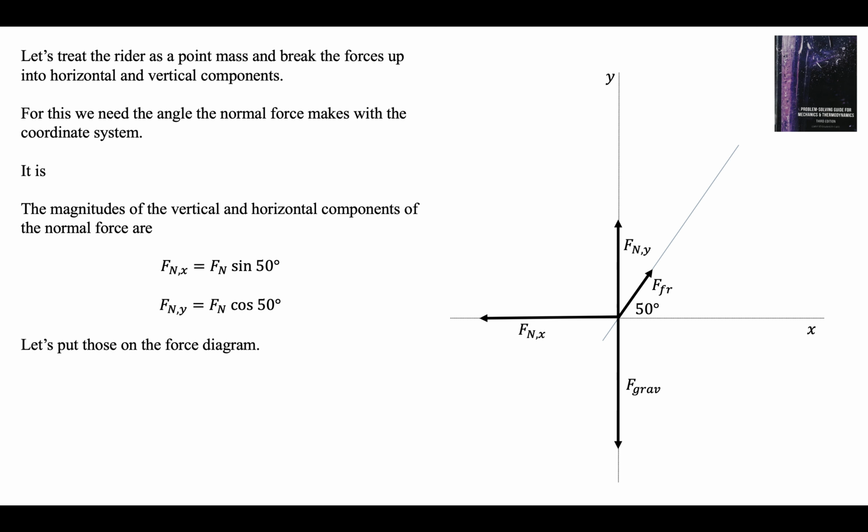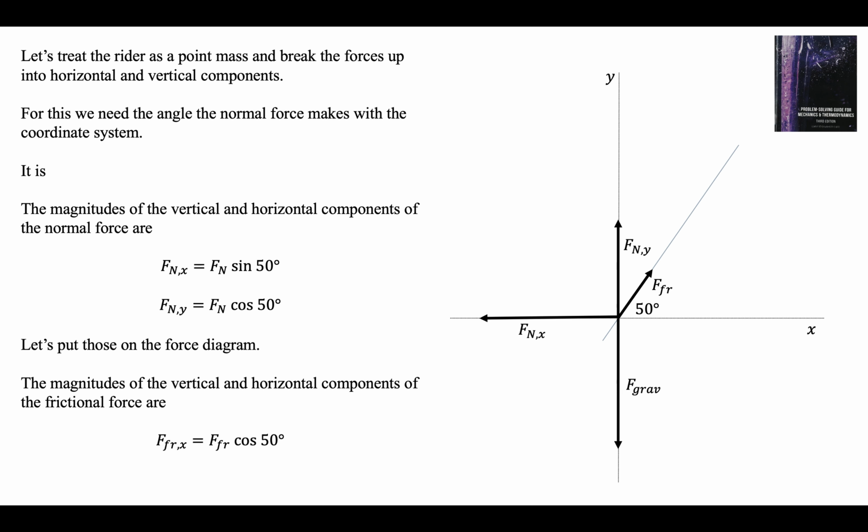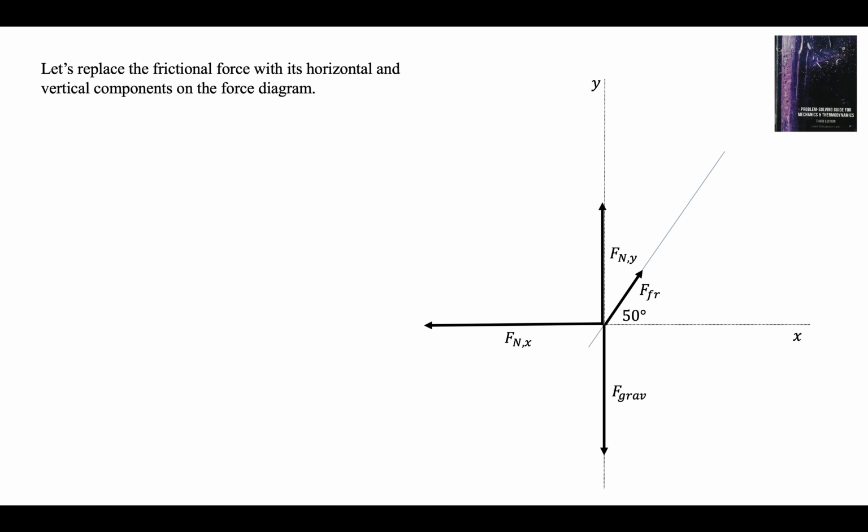We can leave the angles out. We can put them in later. The horizontal and vertical components of the frictional force: the x is cosine 50, and the y is sine 50. And let's put those on the diagram as well. So we're going to replace this vector at 50 degrees with two components.